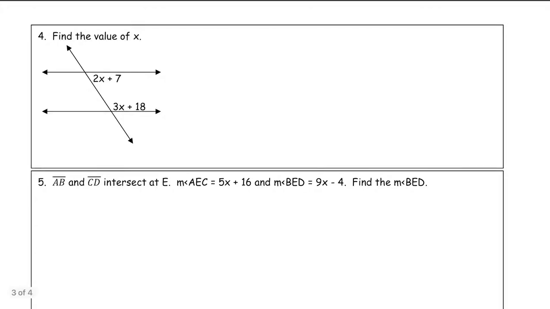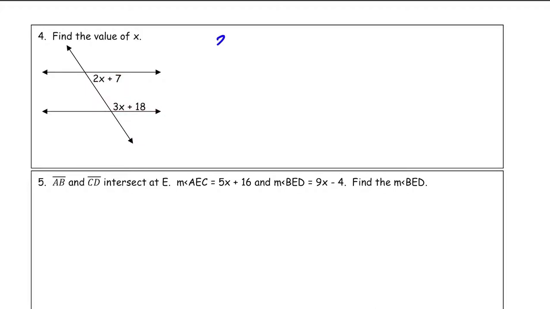All right, next page, find the value of x. So once again, we've got two parallel lines cut by a transversal, same diagram we just had. So I need to take a look at the shape of the angles. Look at the shape of this angle. That's acute. It's less than 90. Look at the shape of this angle. That's more than 90. That's obtuse. So this angle's acute, that angle's obtuse. They're not equal. That means this plus that have to equal 180 degrees.